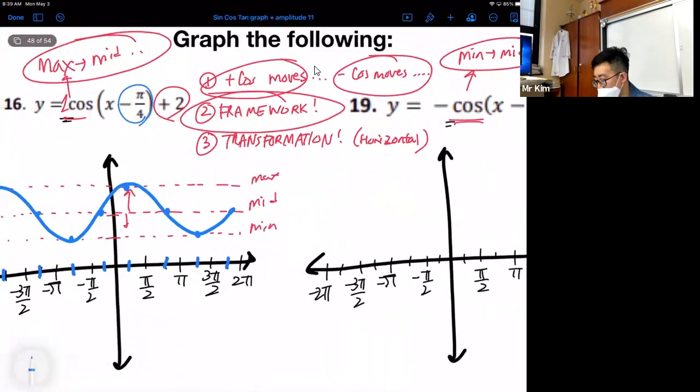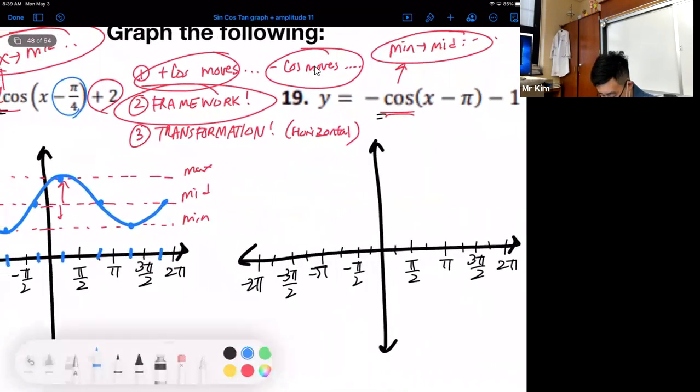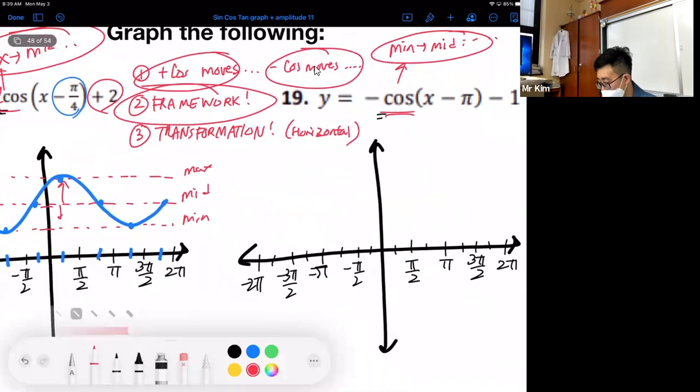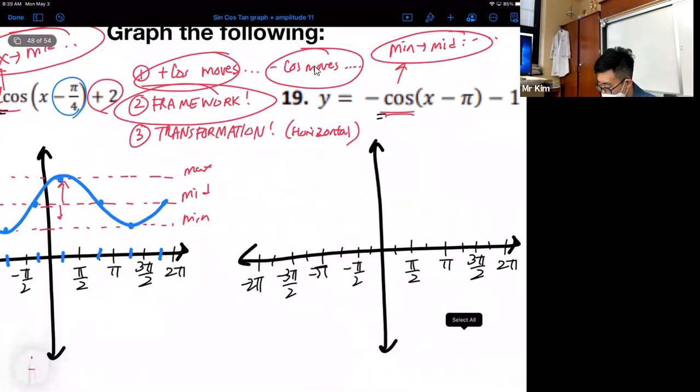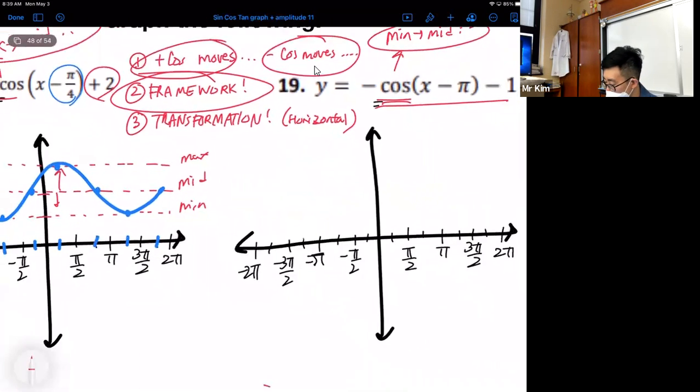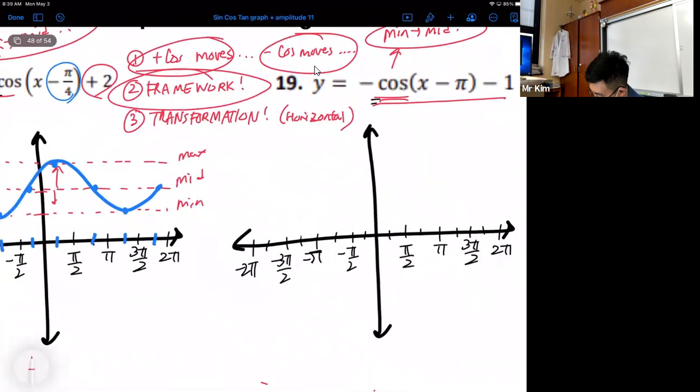The next one, negative cosine of (x minus pi) minus 1. For this one, the three transformations that you see, Amelia, could you please tell me what they are? Right by pi, great. And then down 1. And what is this negative going to do? Reflect. But we already know the values. We don't really care about the negative sign. All we care about is that it starts at minimum.